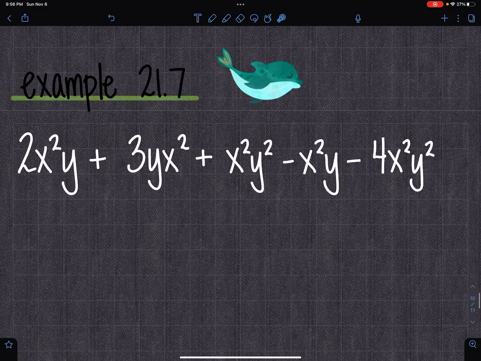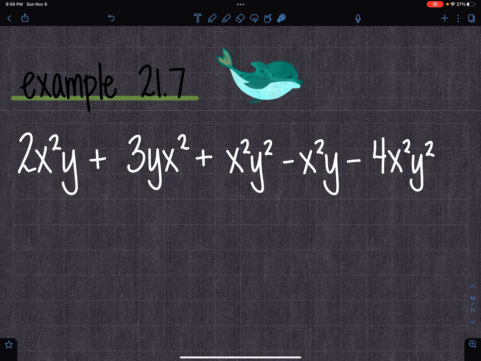Let's do the next one, example 21.7. It says simplify by adding like terms, and you can see that we have 1, 2, 3, 4, 5 terms. They're not all like terms, but let's figure out how many like terms that we have. Okay, so I like to start just left to right, you know, because whatever, I'm American. Let's start at the left.